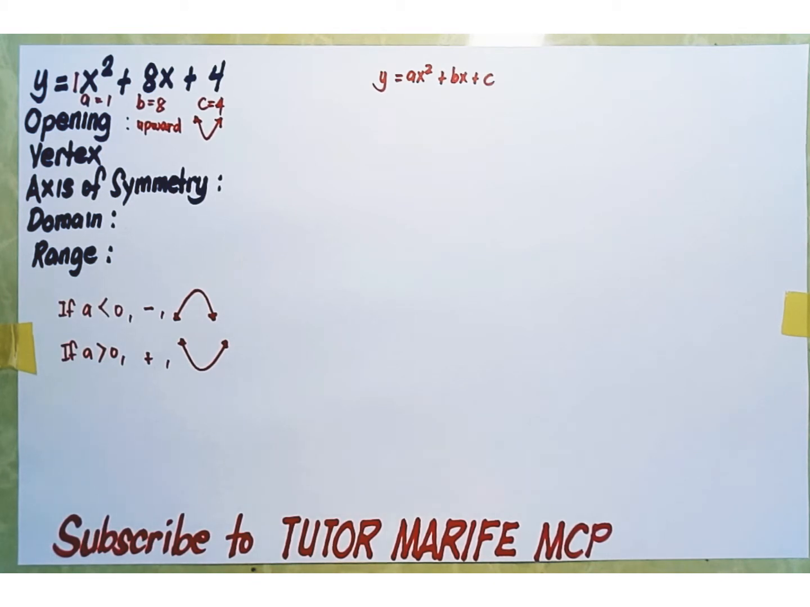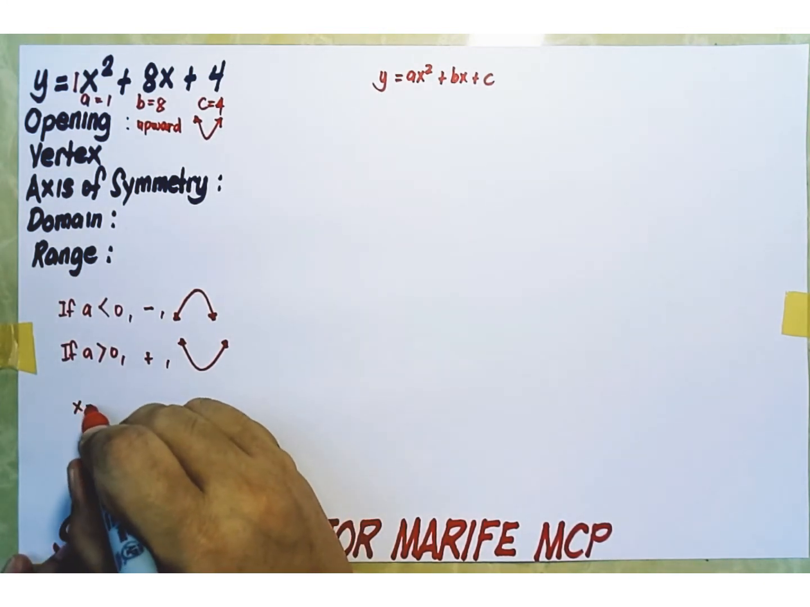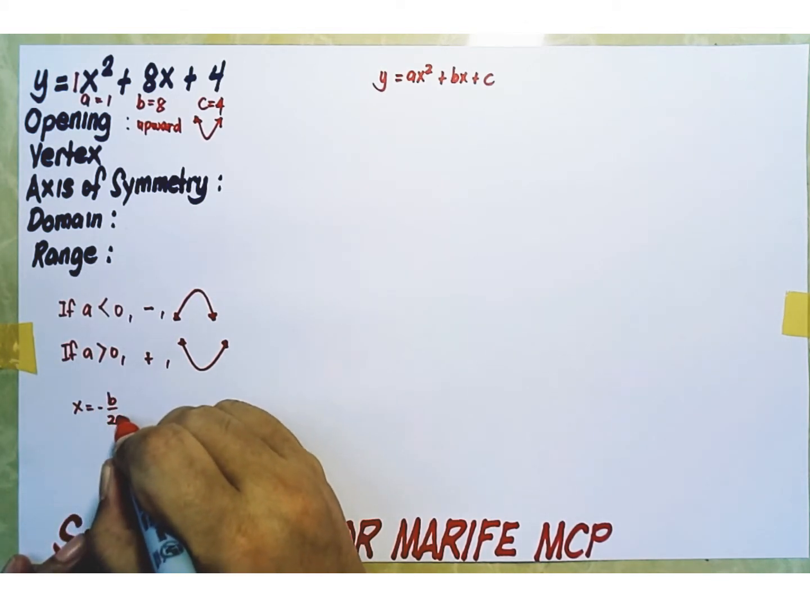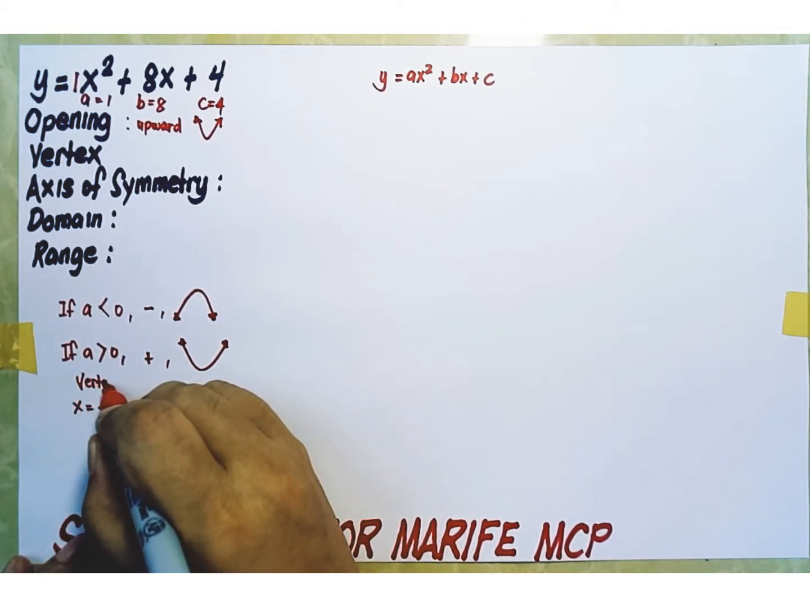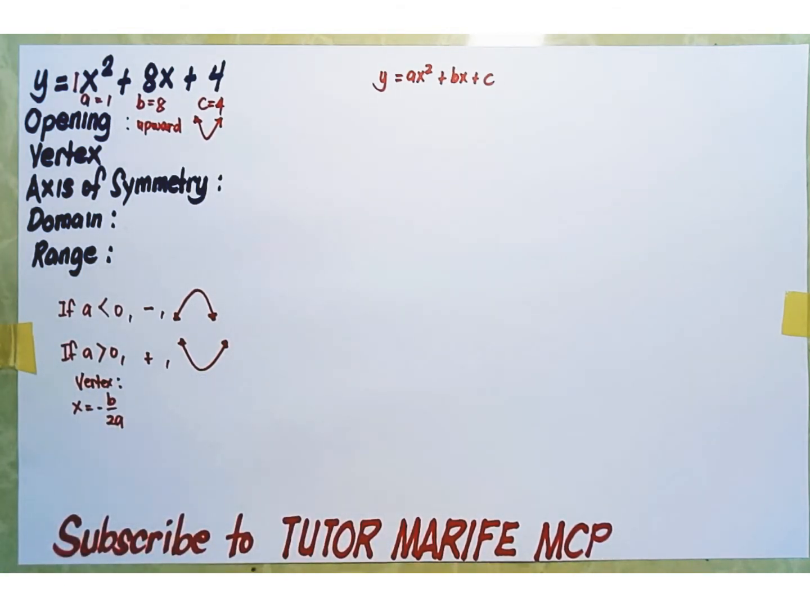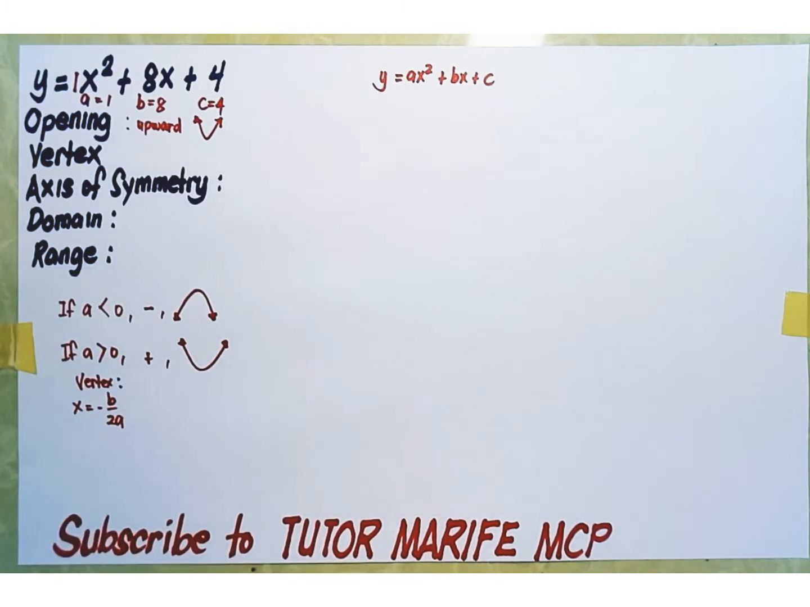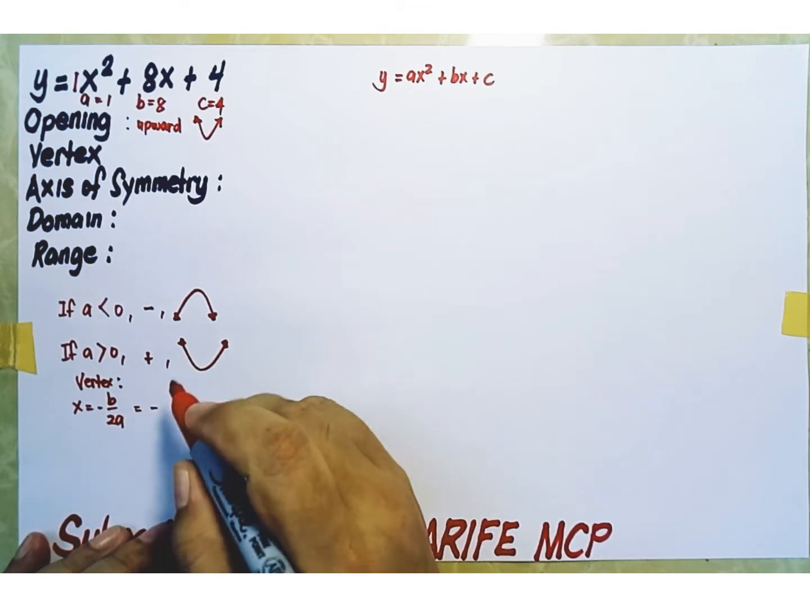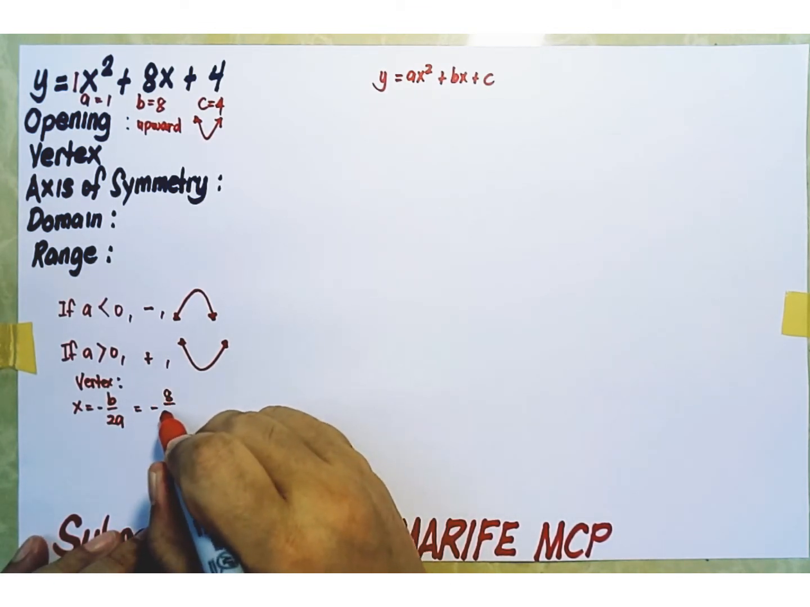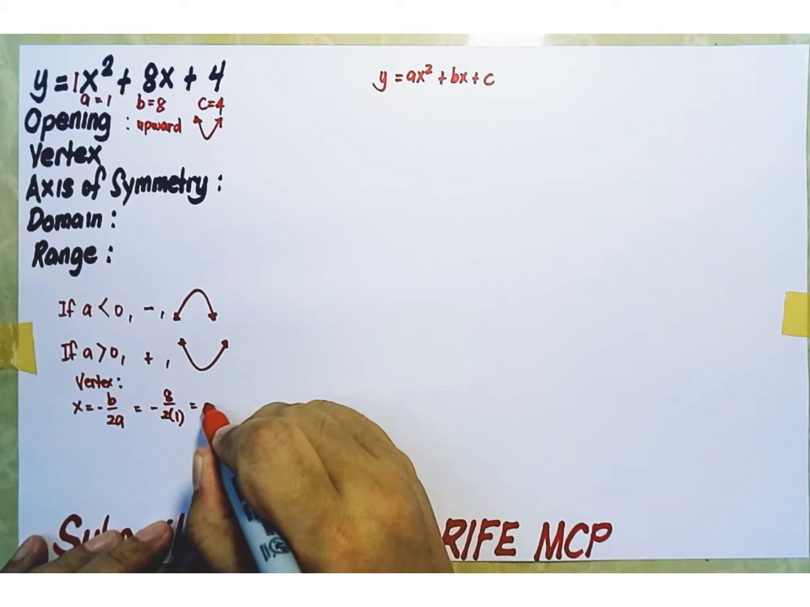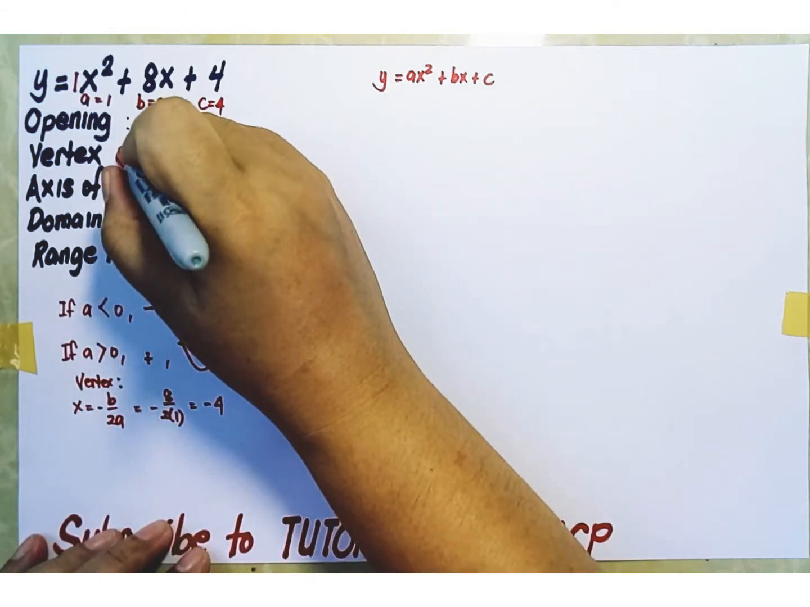Next, let's solve for the vertex of the parabola. Remember that the equation for the x-coordinate of the vertex is x equals negative b divided by 2a. So simply substitute a equals 1 and b equals 8 into this equation, and we can have our x-coordinate. It's negative 8 divided by 2 times 1. It's equal to negative 4.